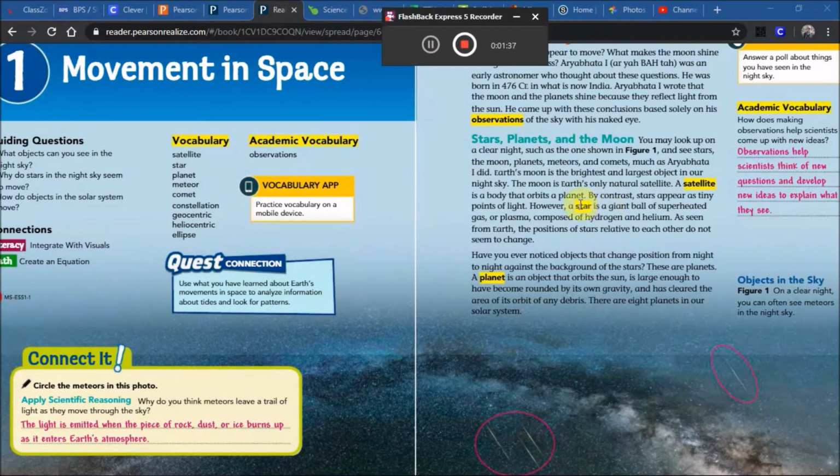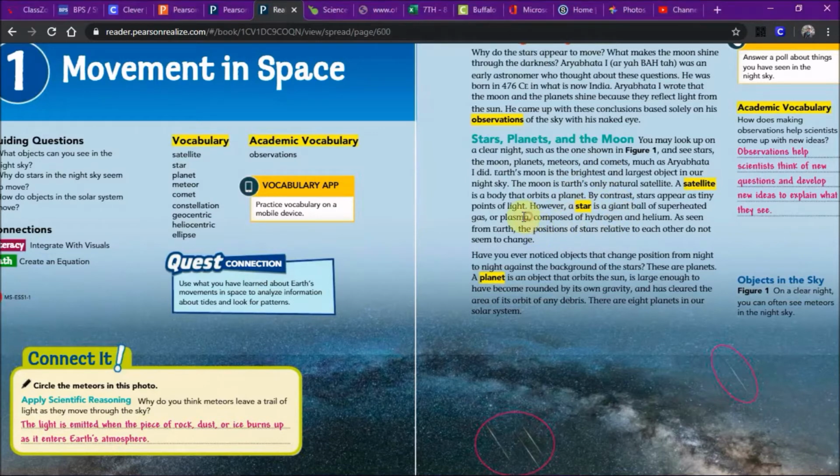Our next vocabulary word is a star. A star is a giant ball of superheated gas or plasma. Remember, plasma is that fourth state of matter. We have solid, liquid, gas, and then plasma, superheated, supercharged gas. The gas that's burning in a star is mainly hydrogen and helium. A planet is an object that orbits the sun and is large enough to have become round by its own gravity.